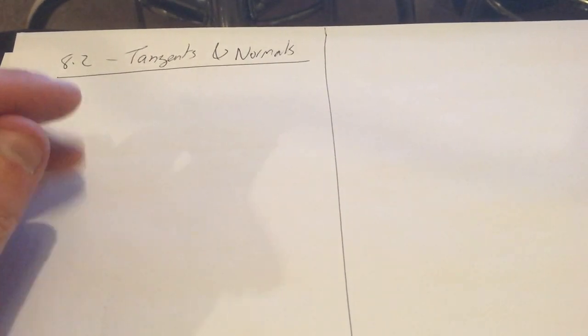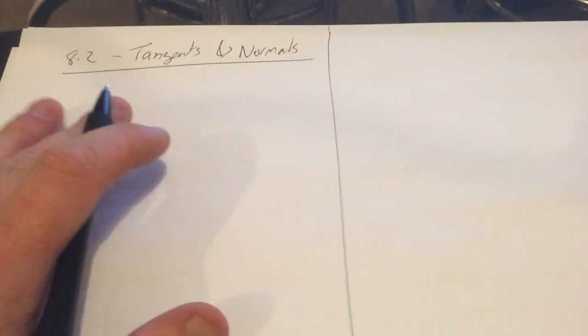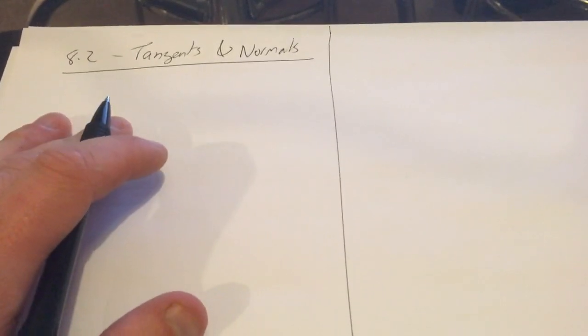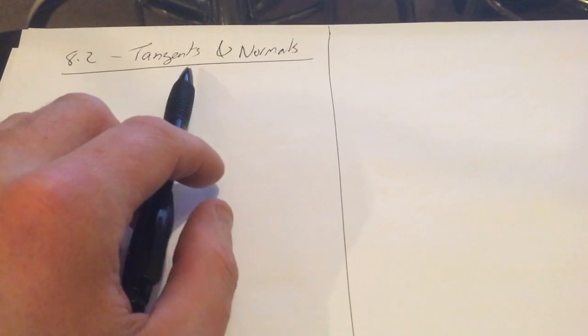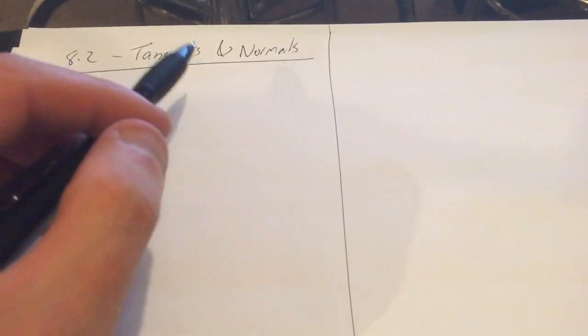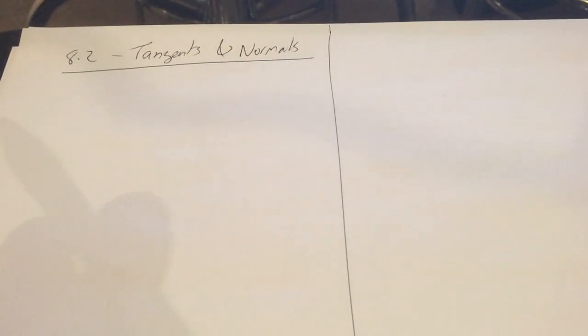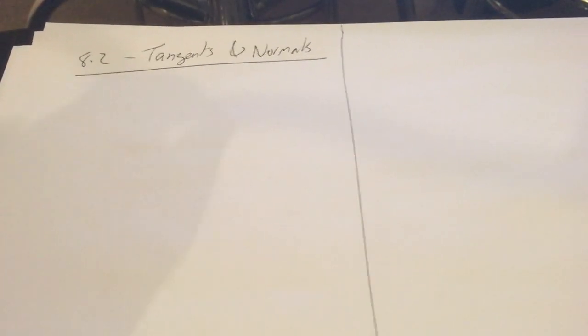Alright, next lecture we're looking at tangents and normals. Tangents and normals are both straight lines. We looked at them before, when we did lines and when we did circles. Now we're going to try and find them for any function.